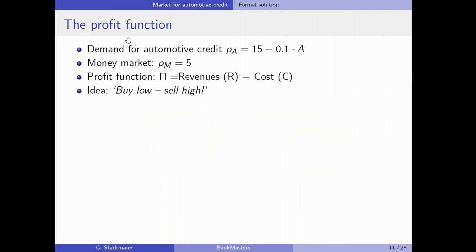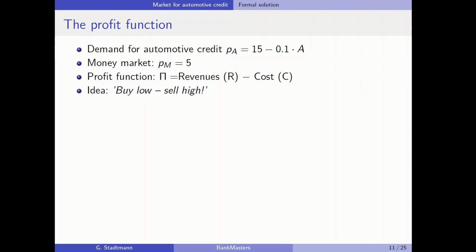Let's in the first step have a look at the profit function. The demand for automotive credit is given by the interest rate equal to 15 minus 0.1 times A. The money market rate is equal to 5. The profit function is always revenues minus cost. It makes sense to write this down because it's so important to clarify what are the revenues and what are the costs. The overall idea of the bank has to be buy liquidity at a low rate and sell liquidity at a high rate.